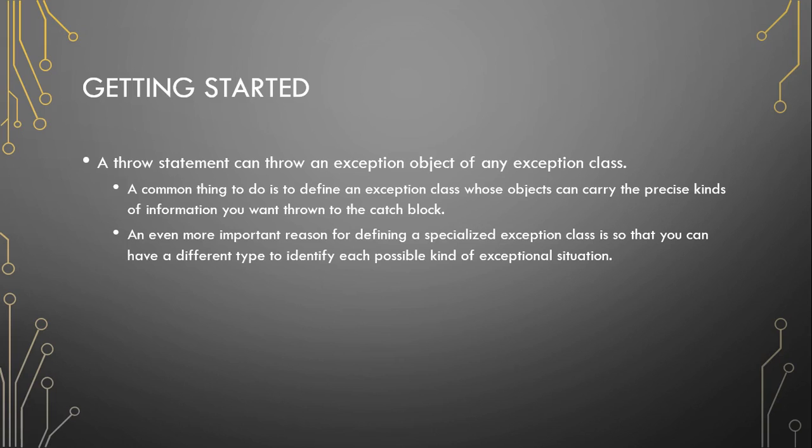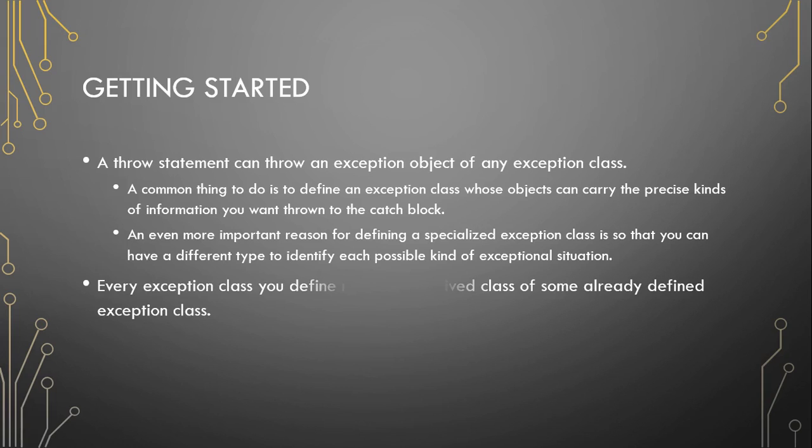A common thing, though, we can do is define an exception class whose objects can carry the precise kinds of information you want thrown into the catch block. An even more important reason for defining a specialized exception class is so that you can have a different type to identify each possible kind of exceptional situation. So rather than just using a generic exception to catch everything, we can specify it in order to really kind of hone in on what kind of errors are being commonly thrown.